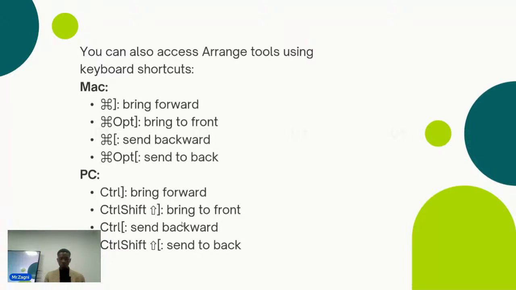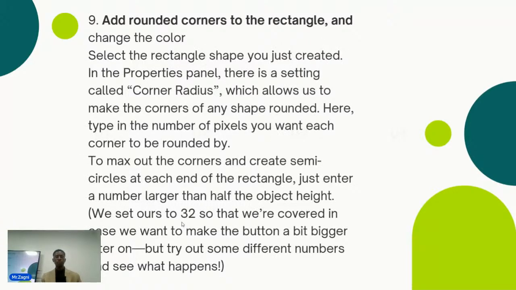So the next one we're going to be doing now is add a round corner to the rectangle. So that rectangle we just created, we want to add a round corner to it at the moment, and then also change the color of that thing there, right? So how many of you are familiar with this thing that we just did now? Just by looking at it, it's more like maybe you are trying to sign into an app, right? Okay.